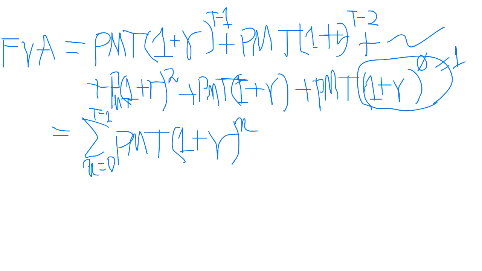So think about it. When n is 0, that's this. It becomes this. When n is 1, it becomes this, because n runs from 0 to T minus 1, and you are summing them. When n is 2, it becomes this. When n is T minus 2, in this case 60 minus 2, so 58, it becomes this. When n is T minus 1, it becomes this.